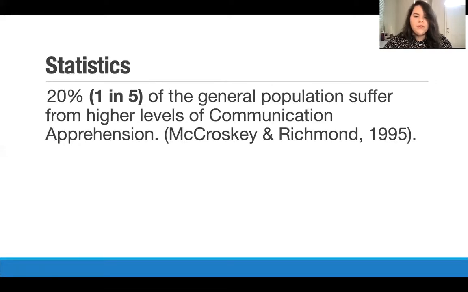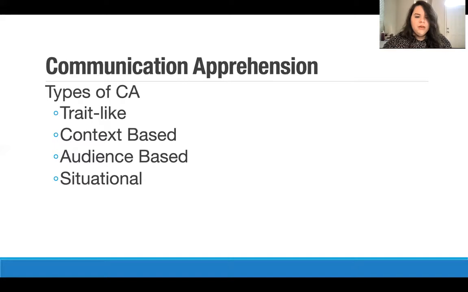1 in 5 of the general population suffer from what we refer to as high levels of communication apprehension. And we'll talk about different ways to measure that in just a second, one of them being the PRCA assessment, which you all take in this course. There are 4 different types of communication apprehension that we recognize in this course: trait-like, context-based, audience-based, and situational.